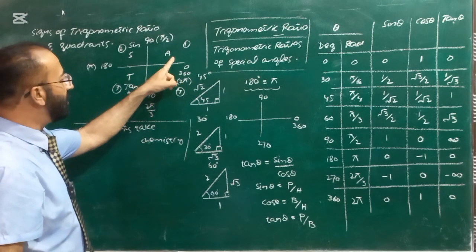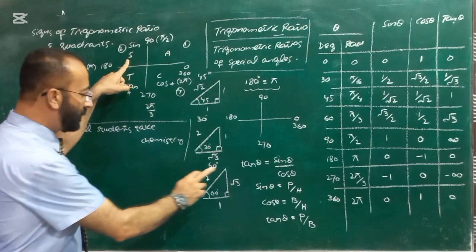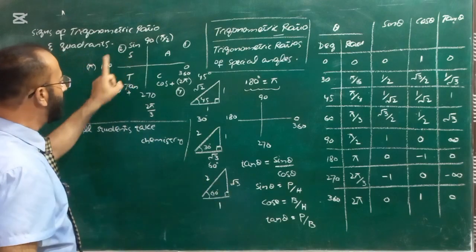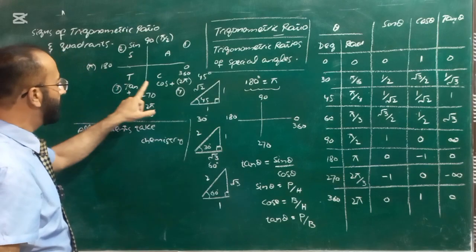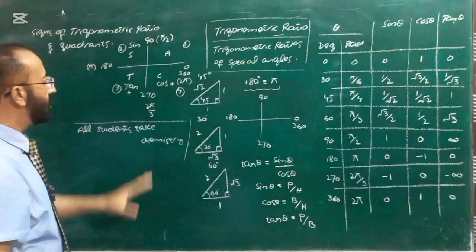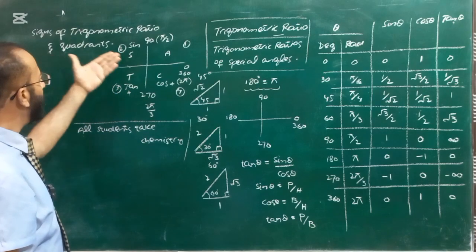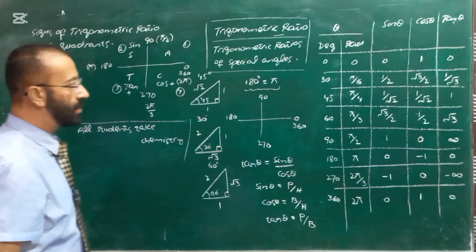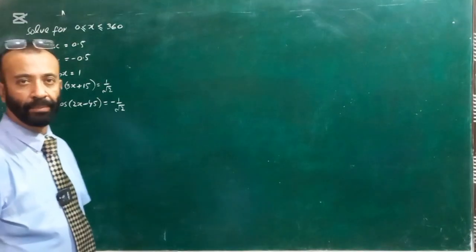So all trigonometrical ratios positive. Sine will be positive. Cos and tan will be negative. Tan will be positive. Sine and cos will be negative. Cos will be positive. So sine and tan will be negative. So these are the concepts of trigonometrical ratios and quadrants. So concentrate yourself. We are going to do some questions now.